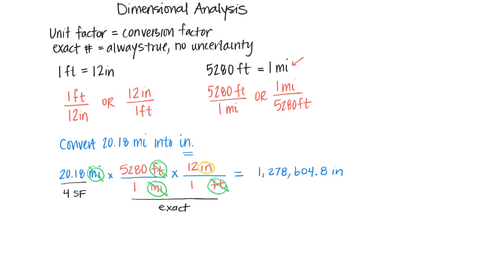So we need to round our answer to 4 significant figures, and in this case we'll end up with 1,279,000 inches. If we wanted that number in scientific notation, 1.279 times 10 to the 6th inches.